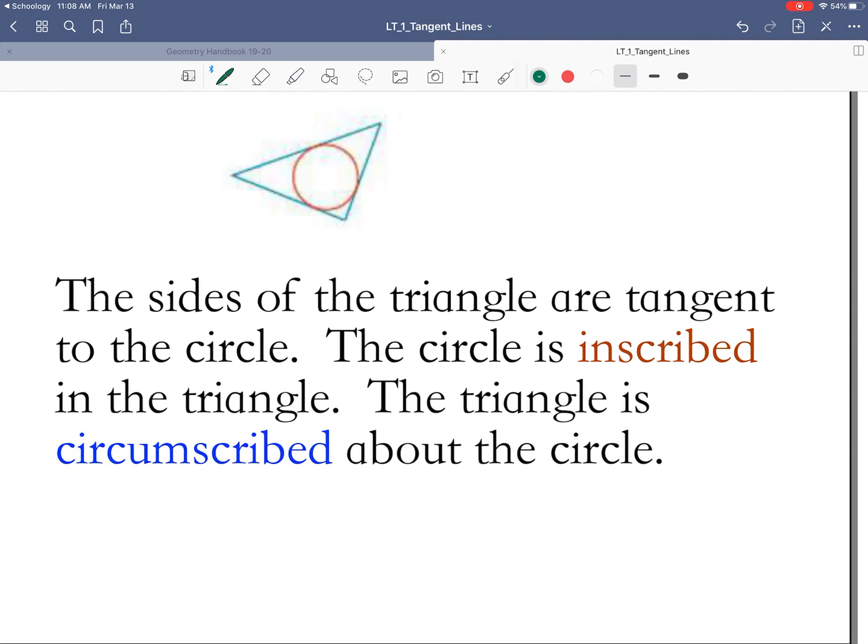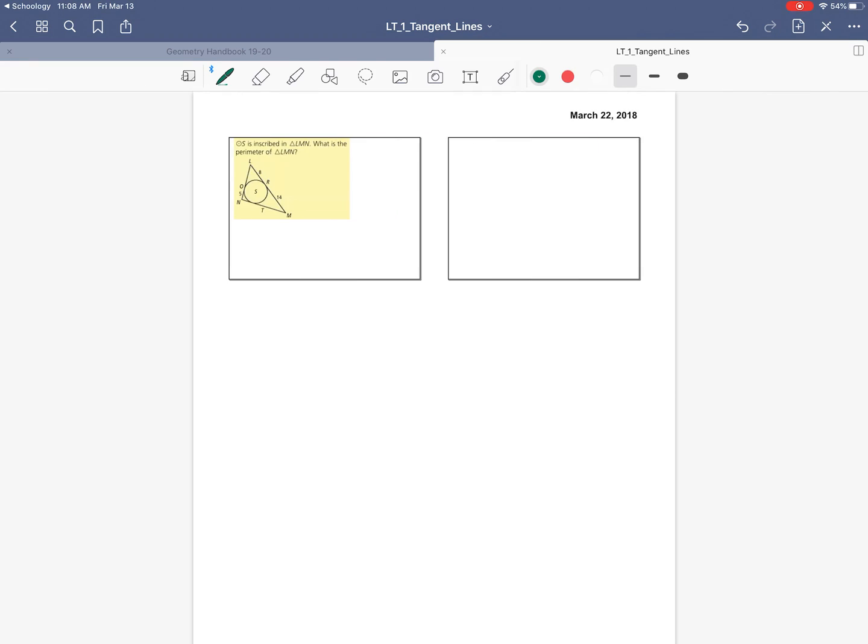Okay. The sides of the triangle are tangent to the circle. So we know that the circle's hitting the triangle at these 3 points. We say that the circle is inscribed in the triangle. The triangle is circumscribed about the circle. These are terms that we're going to be using. That means that these two lengths are congruent, these two lengths are congruent, and these two lengths are congruent. Let's apply that.